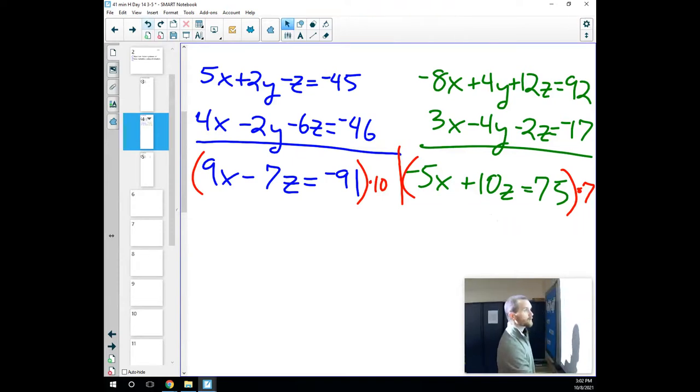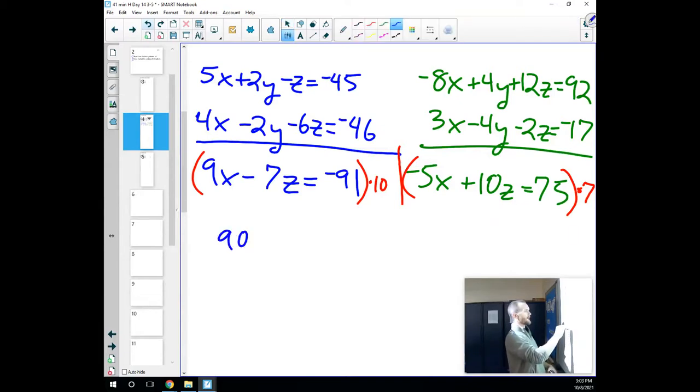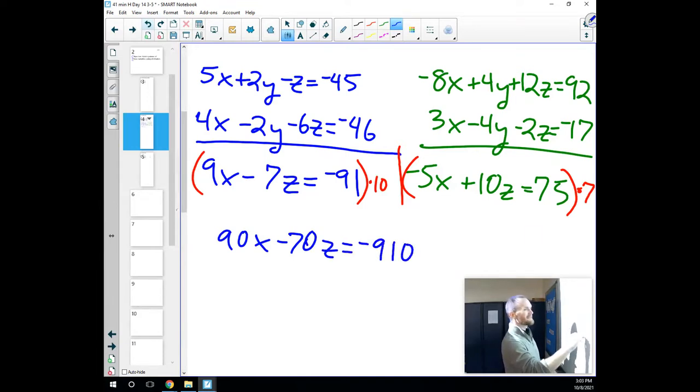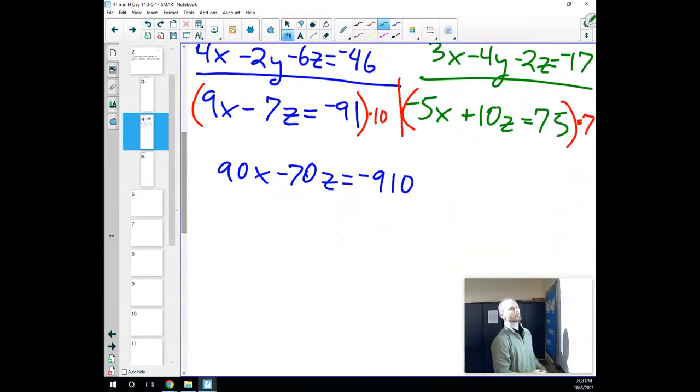All right, so now we're going to distribute through. Multiplying by 10 is pretty simple. It's just going to be 90x minus 70z equals negative 910. That's probably going to be annoying to deal with. And then on the green side, this is going to be slightly more annoying.